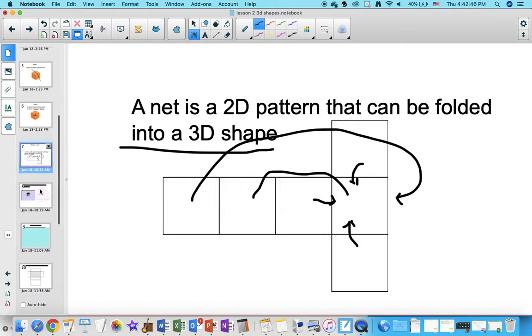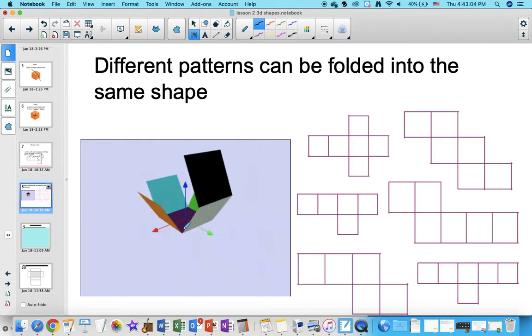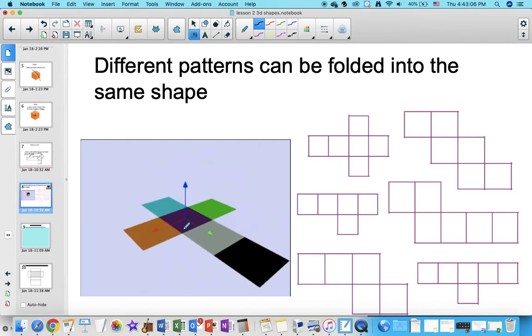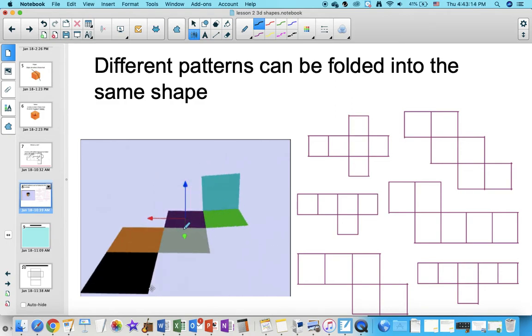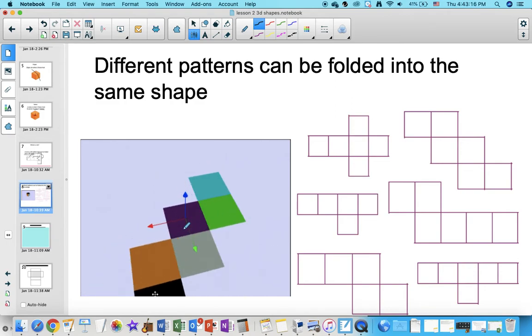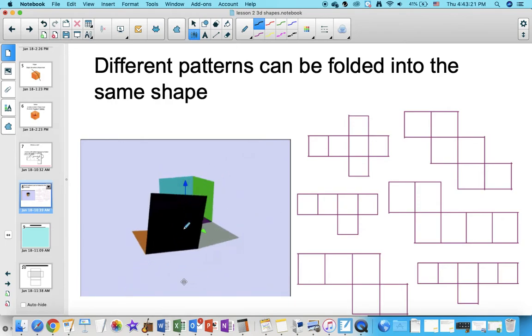And hopefully this loads. It always takes forever. Different patterns, different nets can be folded into the same shape. So we'll look at this animation here and you'll see that this shape can unfold in different ways and therefore create different nets. So that's a common one, right? And then it'll fold into a different one, like so. And so that also makes a cube. Even though it's a different pattern, it also folds right back into a cube.